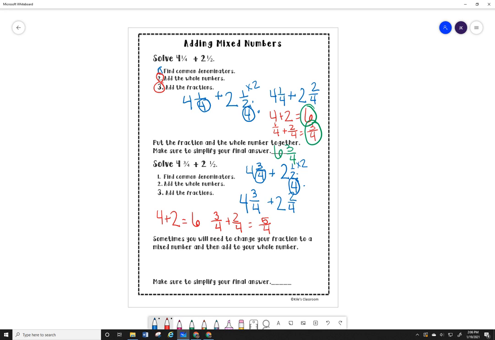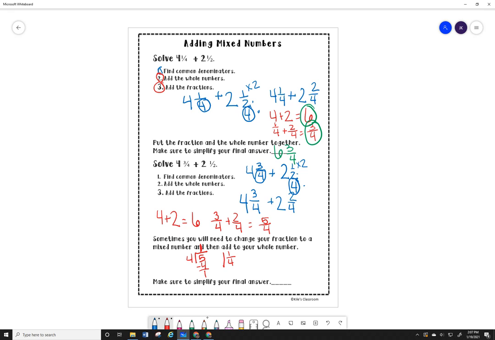So if that's the case, sometimes we have to change our fraction to a mixed number and then add them again. So that's what I'm going to do with the 5/4. I'm going to say 5 divided by 4. 4 goes into 5 one time. 1 times 4 is 4. Remainder of 1. So I turn this division problem now into a mixed number. My whole number comes from the top, the answer. My numerator is the remainder. My denominator is the divisor, or I keep the same denominator.